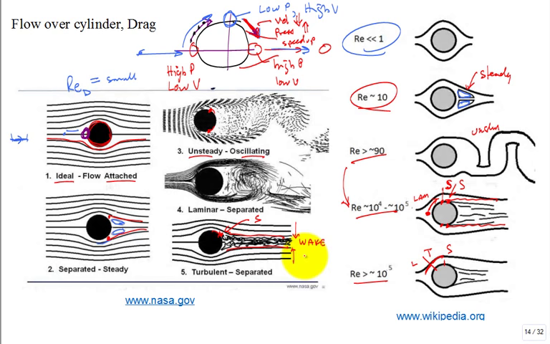Why again? Well, it was turbulent on the front side of that cylinder. Hence, because it's turbulent, it's able to navigate, push back the point of separation, and so you get a smaller wake. Now, when you have a low, low Reynolds number flow around that cylinder, what dominates the drag?